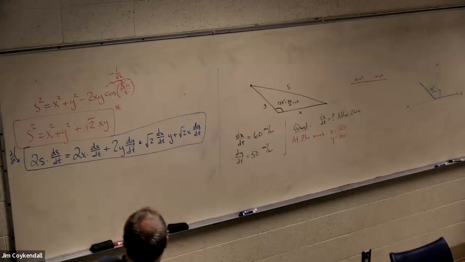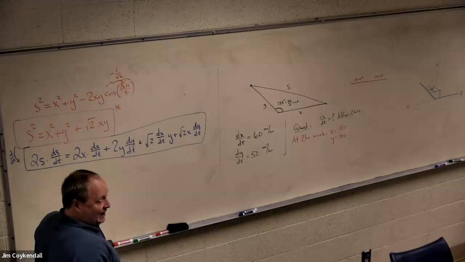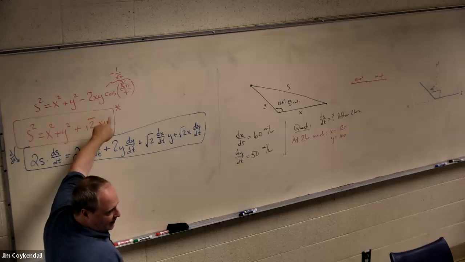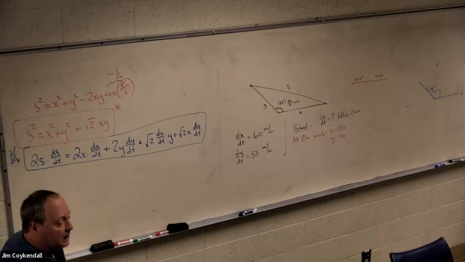You mean like take s, take the square root of it? Okay, you can do that, right? But at the end of the day, you want to know what s prime is, right? You're going to have to take the derivative. Now, if you have s as the square root of that, I don't think you want to do that, right? Because it's just a mess. You certainly can, but I would avoid it.